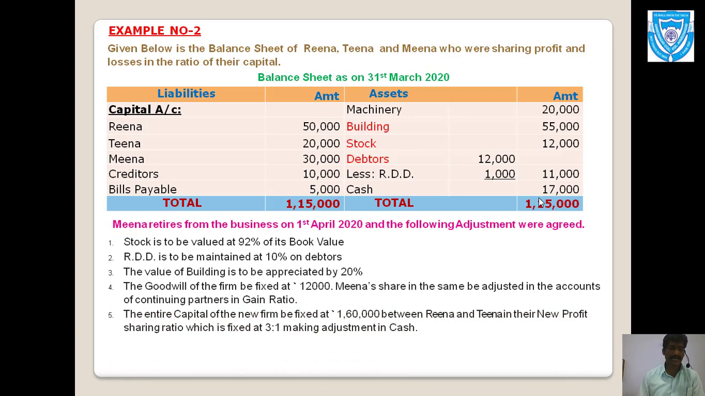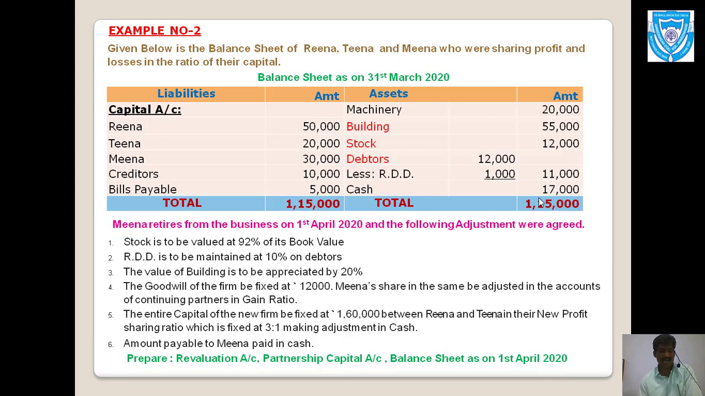Number 5, the entire capital of the firm to be fixed at rupees 1,60,000 between Reena and Tina, that means remaining partners, in their new profit sharing ratio, which is given 3:1, making adjustment in cash. Number 6, amount payable to Meena, that means retiring partner, paid in cash. And at last, prepare a revaluation account, partners capital account and balance sheet as on 1st of April 2020.